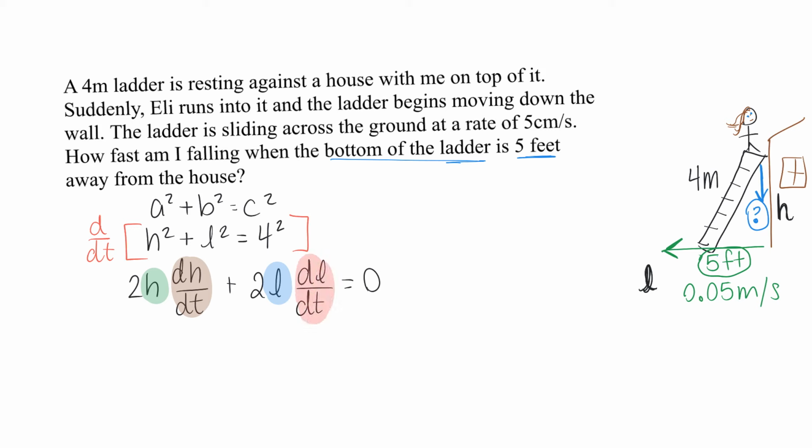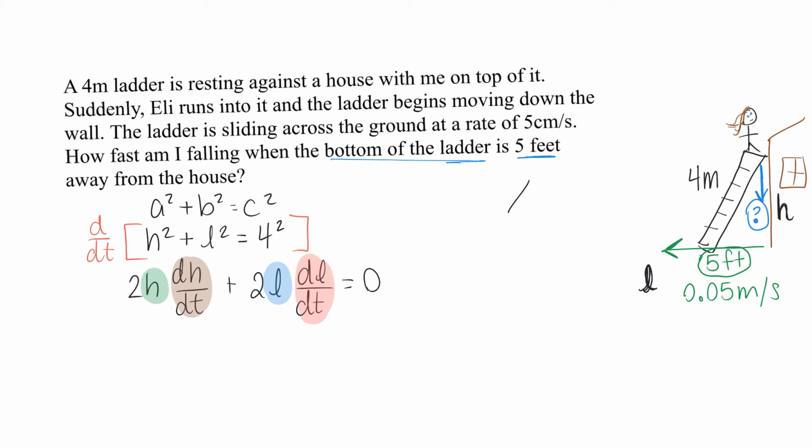So let's find what we've got. Do we have a height? Not yet. Do we have a dh/dt? No, that's what we're looking for. Do we have an L? Ding, ding, ding. We have an L. It is 5. And we have a dL/dt. So we need to go back and find this height.